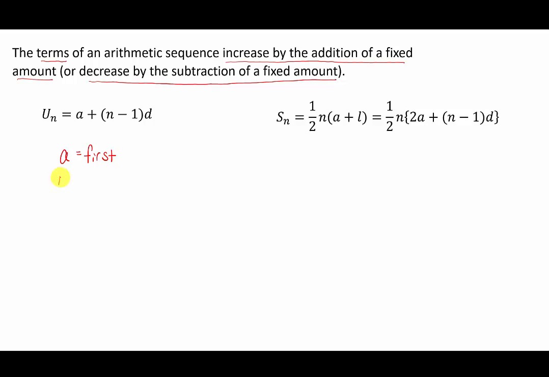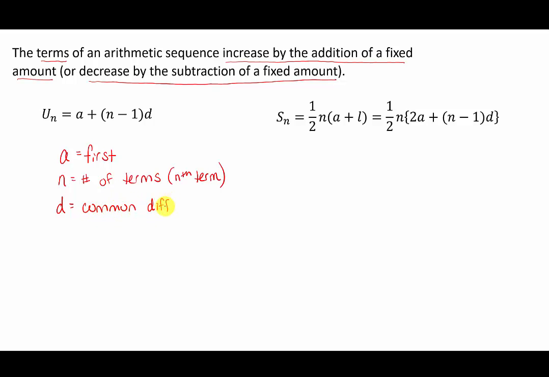So A is our first term. N represents the number of terms that we have, or the number of terms that we're going to go to in the sequence. And that's often referred to as the nth term. So the 7th term or the 12th term, that would be N. D is our common difference.